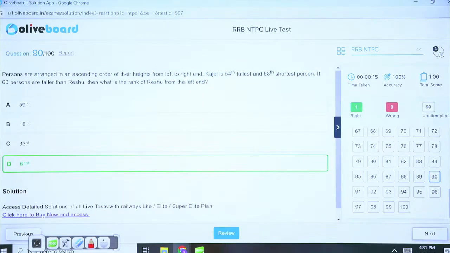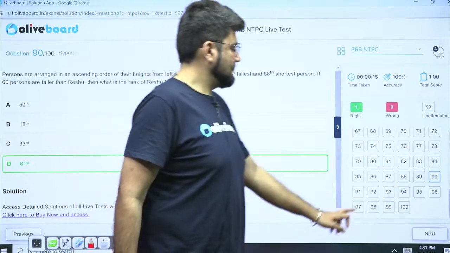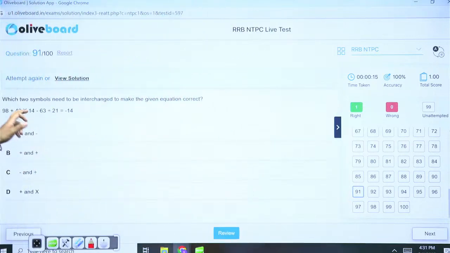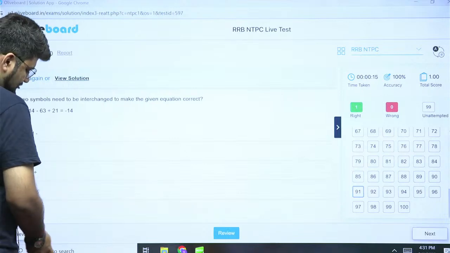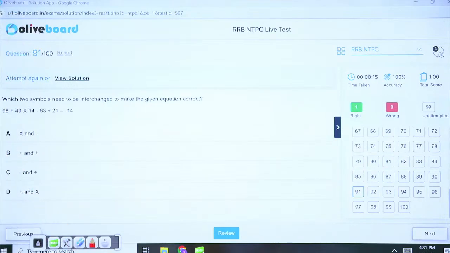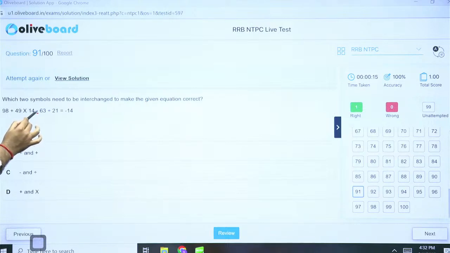Next, 91. Which two symbols need to be interchanged to make the equation correct? Now if you see, you should start with division. Firstly, you check what is going wrong. What exactly is going wrong here? I have a negative sign here, that means if I want minus 14, this number has to be bigger than this number. You agree? Only then will I get a negative sign. Correct?